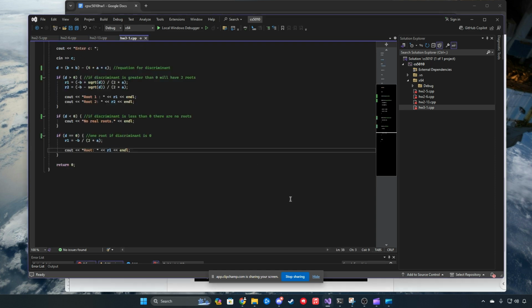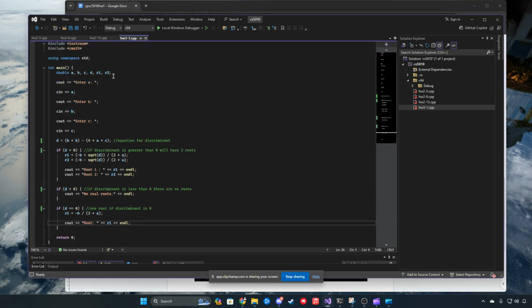So for the last problem, we were told to pretty much calculate the two roots of a quadratic equation. And in order to do this, I prompted the user to enter values for A, B, and C. And these values would be used to calculate the discriminant right here. And this is pretty much the most important part of this program, as this value pretty much determines where this program would flow to.